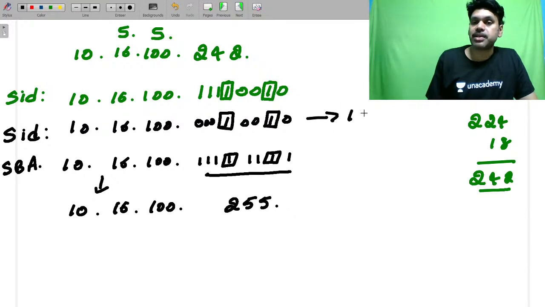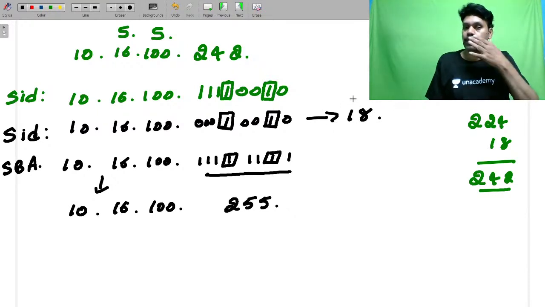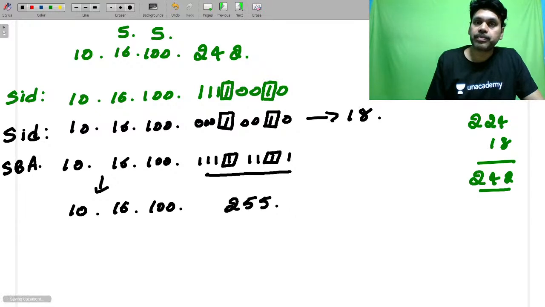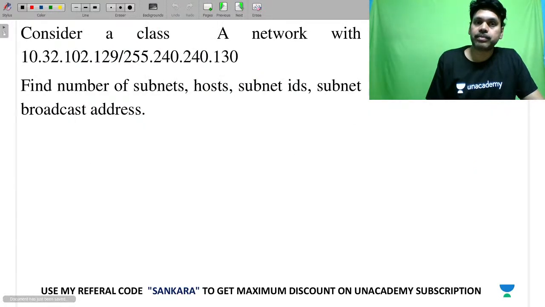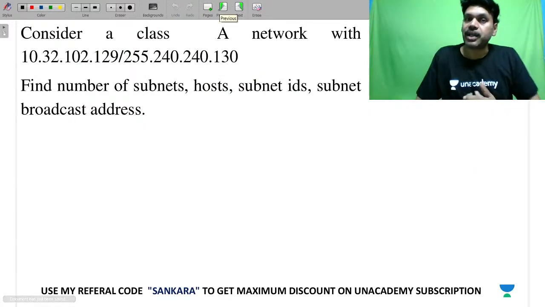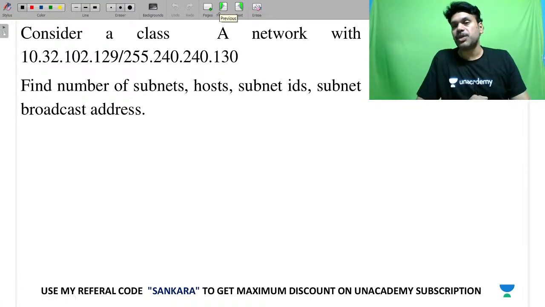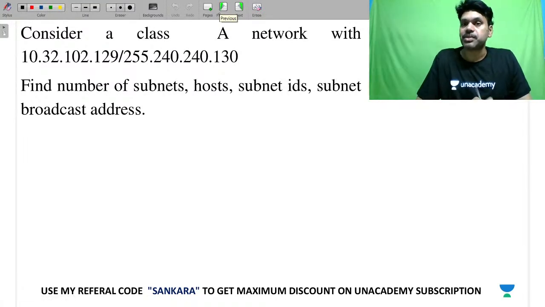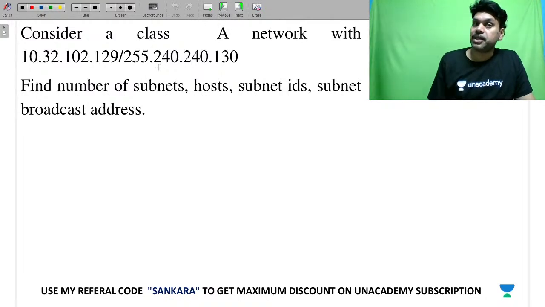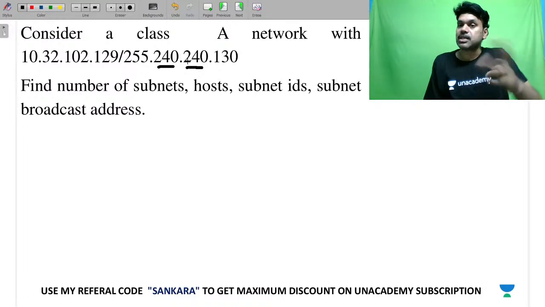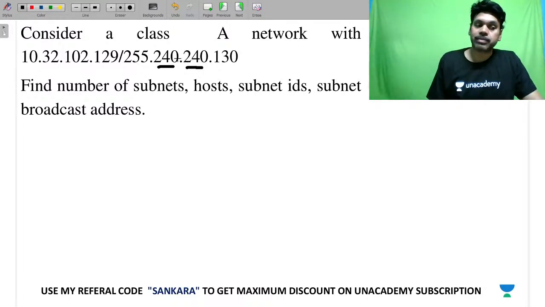And this is 18. So differently he is asking. We need to be very careful about these kinds of questions. Class A, but differently, not completely, they have subnetted. They are split and subnetted in the octets.